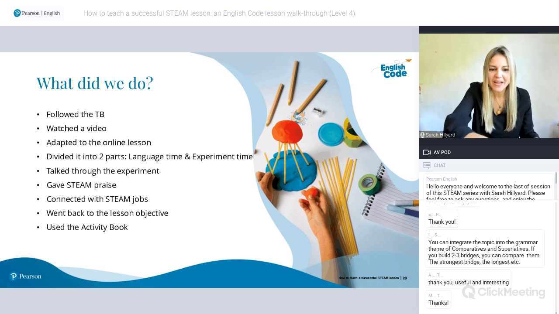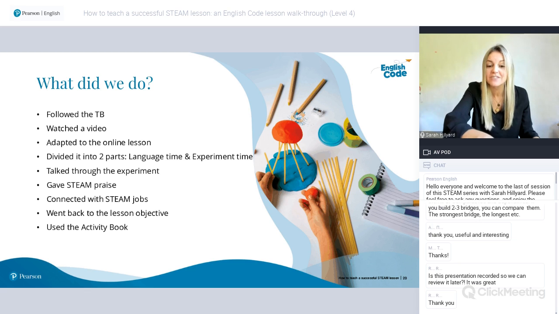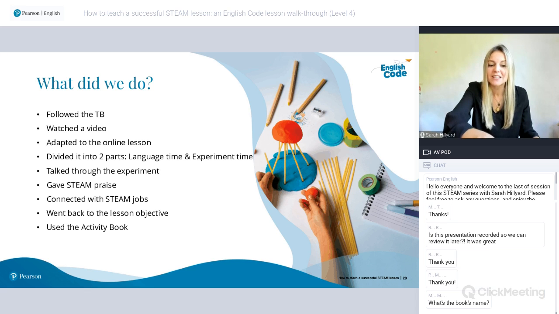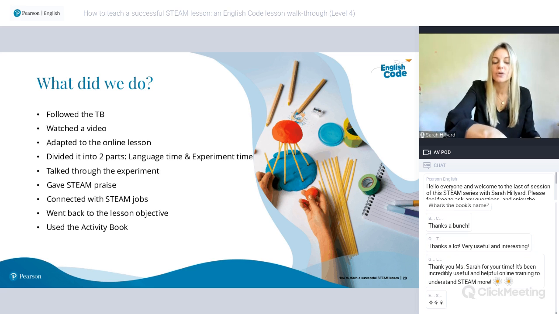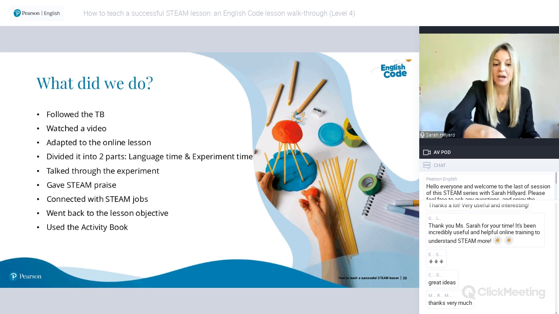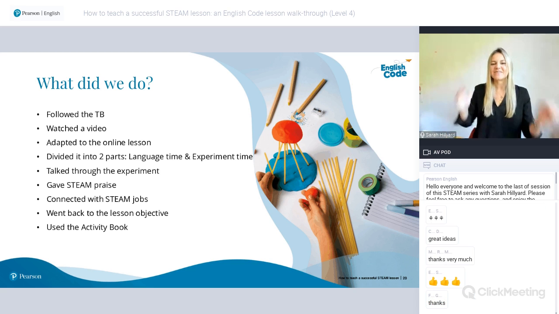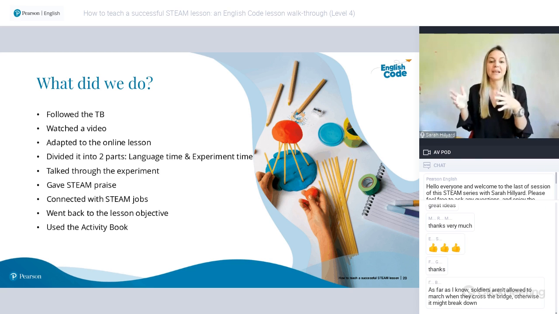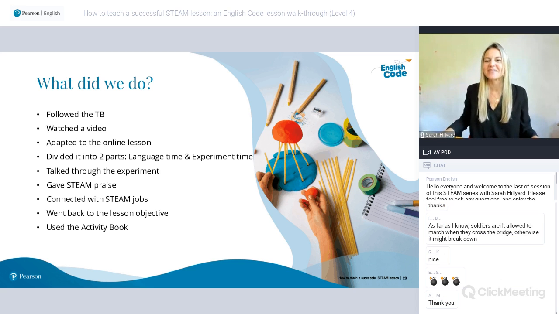And Irina says that you can integrate the topic into the grammar theme of comparatives and superlatives. If you build two or three bridges, you can compare them. The strongest, the longest, excellent, Irina. You can add much more language in there too. And comparatives and superlatives are actually maths concepts. It's big, bigger, biggest. All that is a maths concept, really, isn't it?